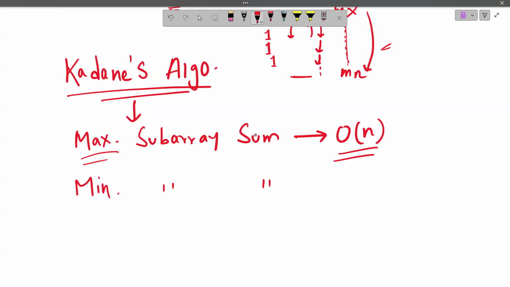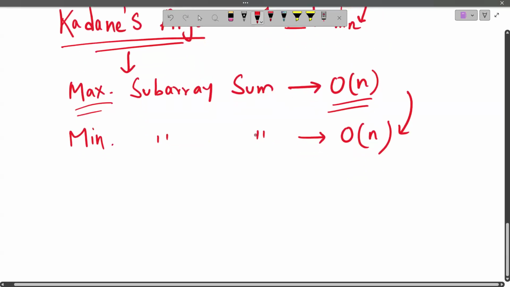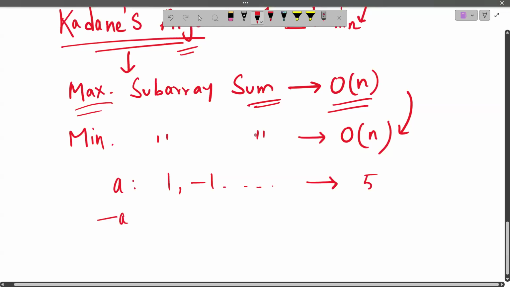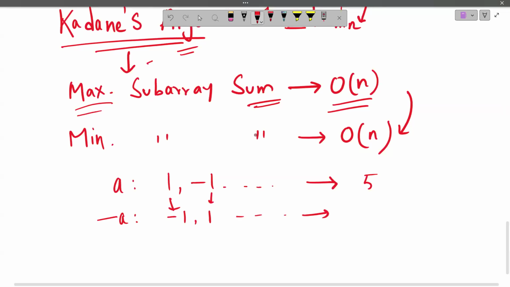You can find the minimum subarray sum in order n time by just invoking this algorithm on an array where all the values are negated. So suppose I have some array A, and suppose I know how to find the maximum subarray sum using Kadane's algorithm, and suppose the maximum subarray sum is 5. You can also find the minimum subarray sum. How so? You just construct the minus A array. So you flip all the elements. You change 1 to -1 and -1 to 1 and invoke Kadane's algorithm on it.